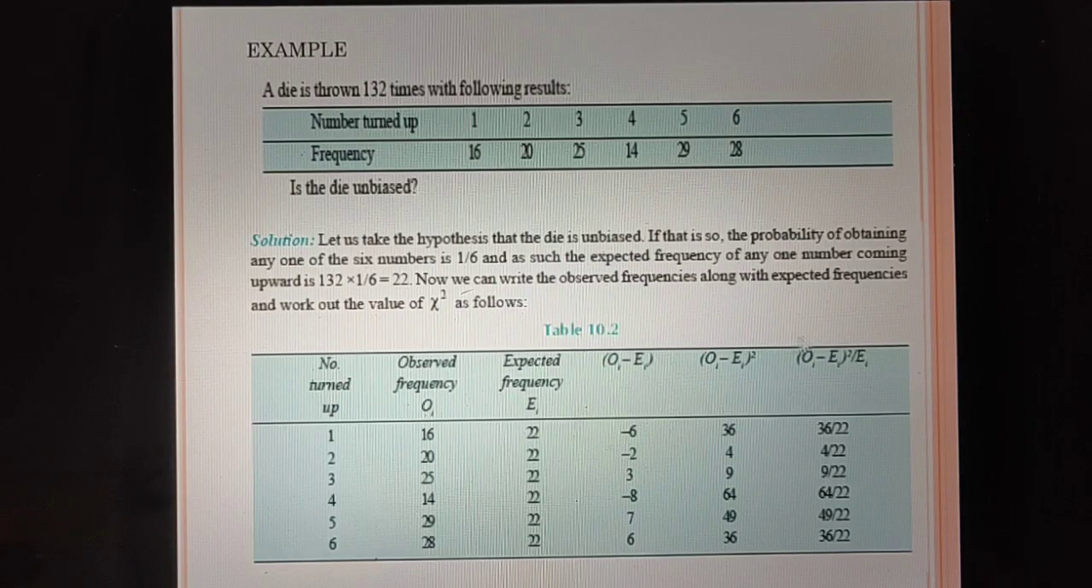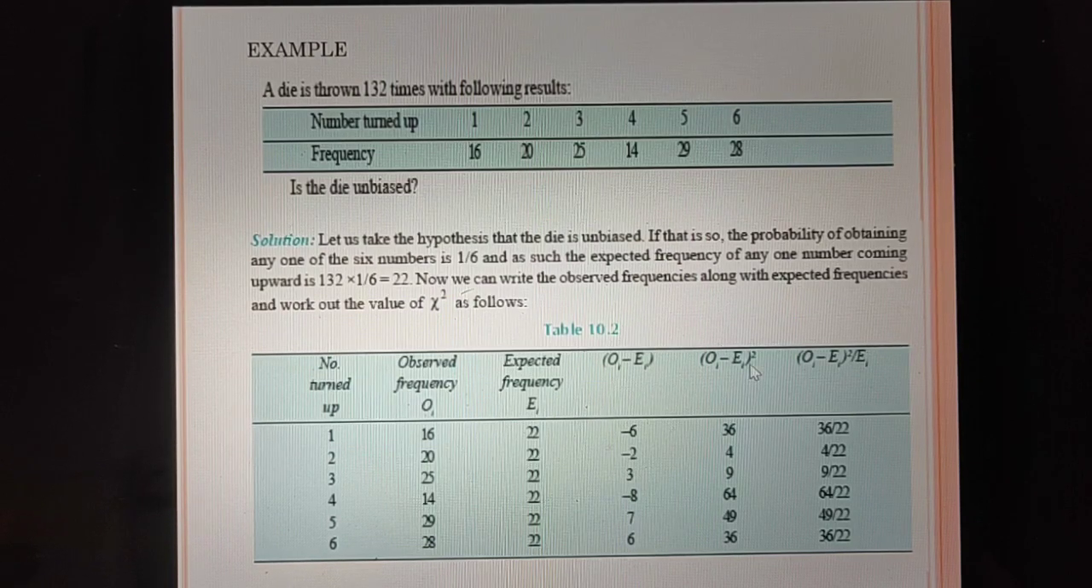For this I have taken this table. The number of times 1, 2, 3, 4, 5, 6 comes is the observed frequency, as given in the question. So 1 is coming 16 times, 2 is coming 22 times, and 3 is coming 25 times according to the question. The expected frequency, as I discussed, will be the same for all the events: 22, 22, 22 and 22. Then a simple calculation of observed minus expected: 16 minus 22 gives minus 6. Accordingly we can calculate the other values.